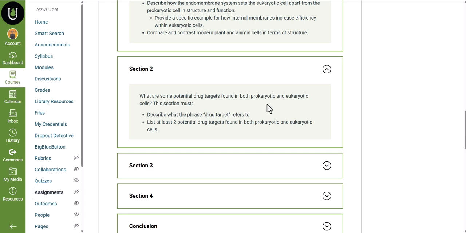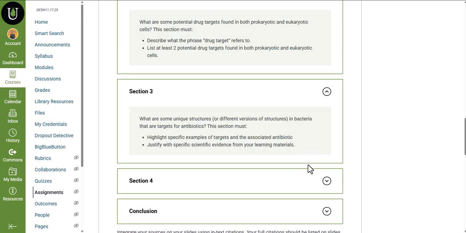What do we mean by drug target? What are 2 potential drug targets found in both prokaryotic and eukaryotic cells? Then we want to think a little bit about unique structures in, say, bacterial prokaryotic cells compared to eukaryotic cells, because this is how we can attack pathogens. If the bacteria has something that our cells don't, then if we have a drug that can target what the bacteria cell has that ours don't, it can attack the bacteria without attacking our own cells.